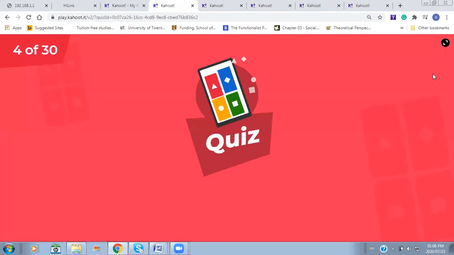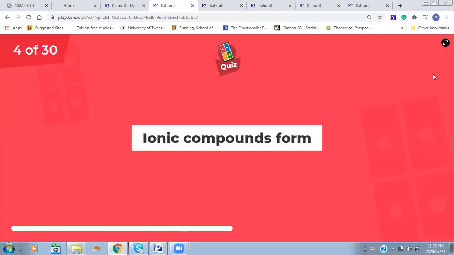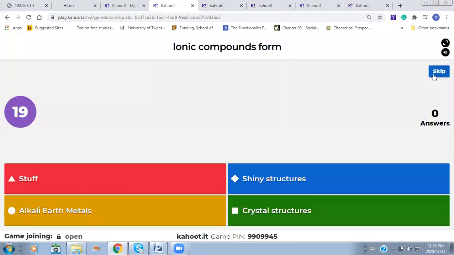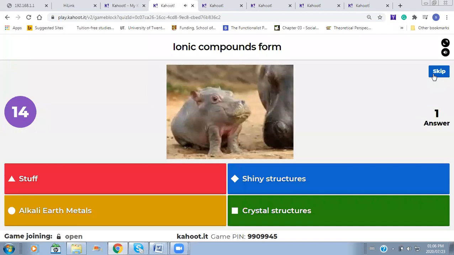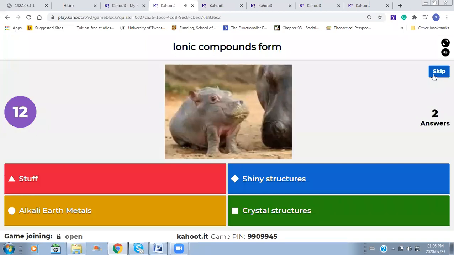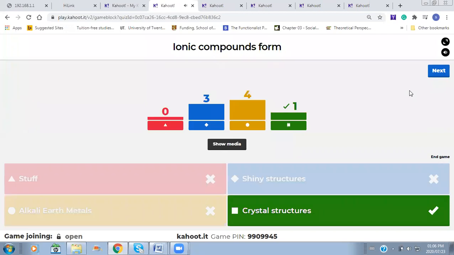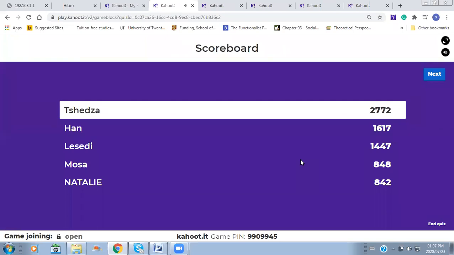Let's go. Question 4. Ionic compounds form: A, staff; B, shining structures; C, alkali earth metals; and D, crystal structures. The clock is ticking. There we go. One person got this one right. Let's go on. Who is that person? It is Teresa. I can see your messages. Let me quickly check them and see what you're saying.